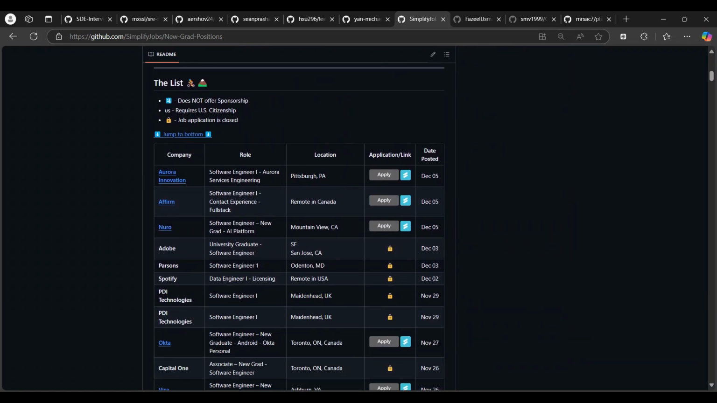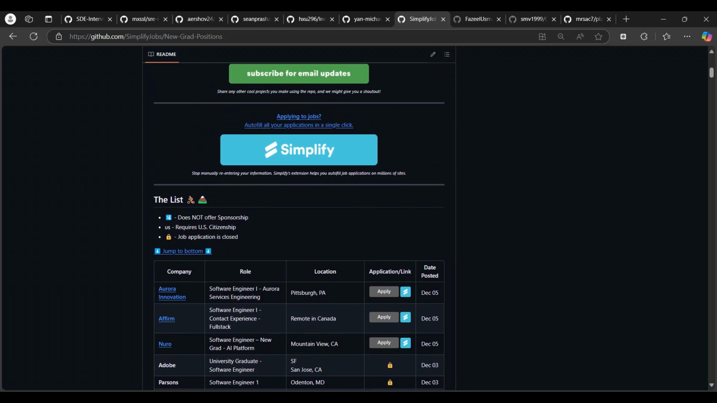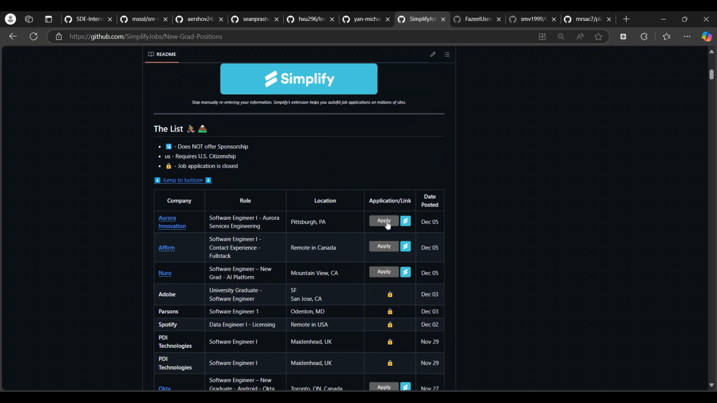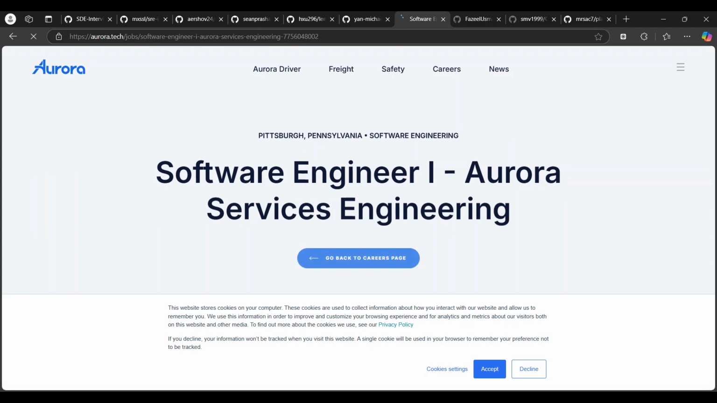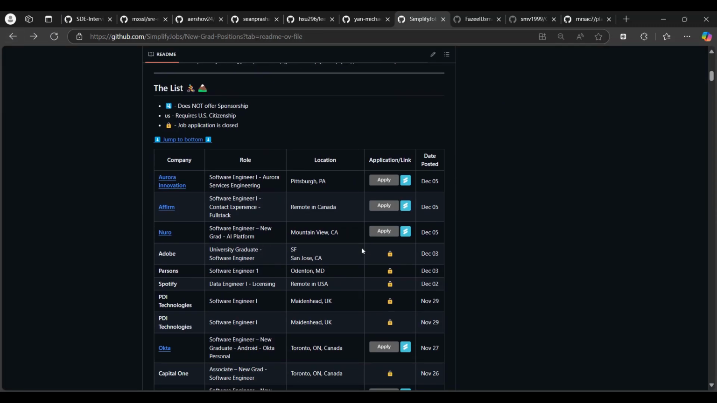These are the companies which are hiring right now, and the last date to apply. You can similarly apply from here. They have a platform called Simplify. Just click on apply and you will get a direct link to apply, so no need to worry about this. You can get the idea which companies are hiring for which role, and what the location is, and just apply, right?